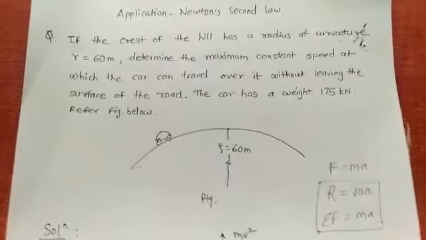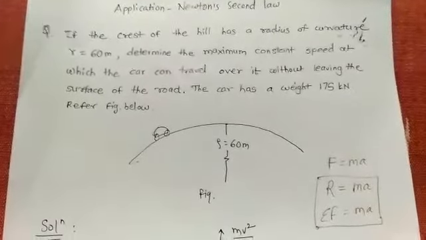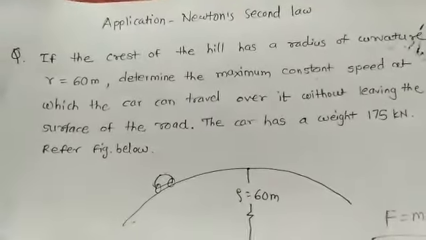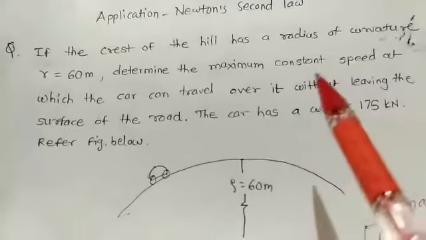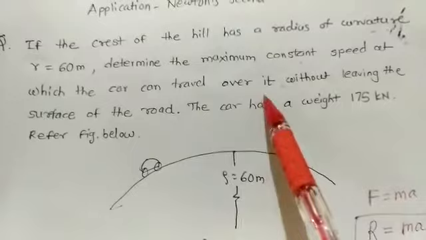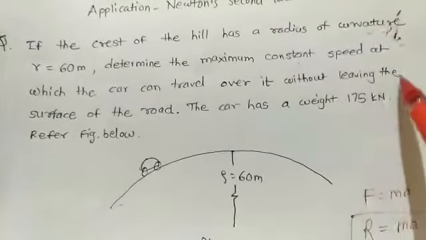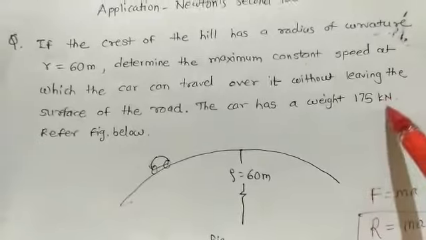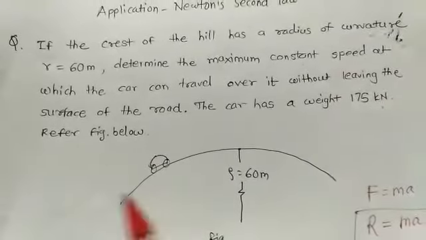The problem is: if the crest of the hill has a radius of curvature r equal to 60 meter, determine the maximum constant speed at which the car can travel over it without leaving the surface of the road. The car has a weight of 175 kilonewton.